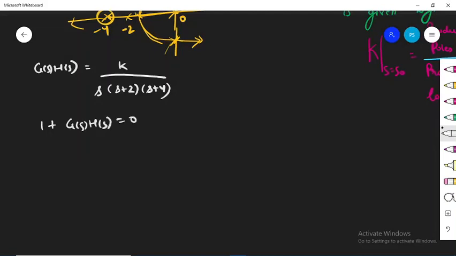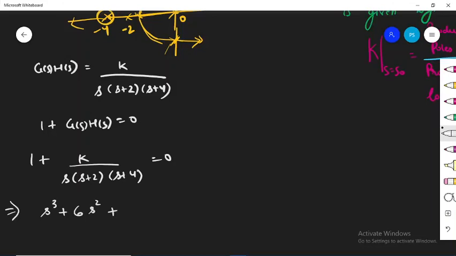If we apply this over here, it will become 1 plus k divided by s into (s plus 2) into (s plus 4), and this should be equated to 0. This will be the characteristic equation. If we solve this, then we'll get s cube plus 6s square plus 8s plus k equal to 0. Now we'll make the Routh array for this characteristic equation.